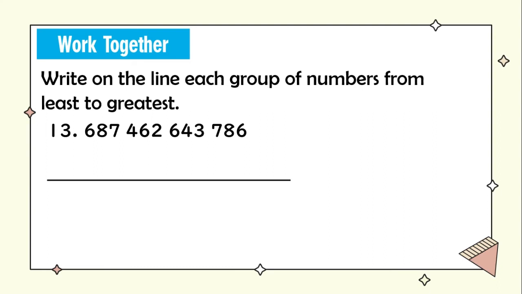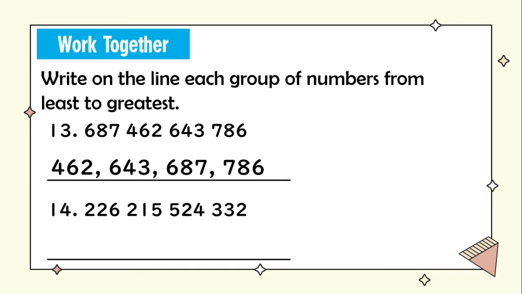Number 13, we have 687, 462, 643, 786. So let's start with the hundreds place value. The least number is 4. Very good. So first is 462, and then we have the same number here, 6 and 6. So let's proceed to the tens place value. We have 8 and 4, which is the least? 4. Very good. So followed by 643, and then 687. And the greatest number is 786.